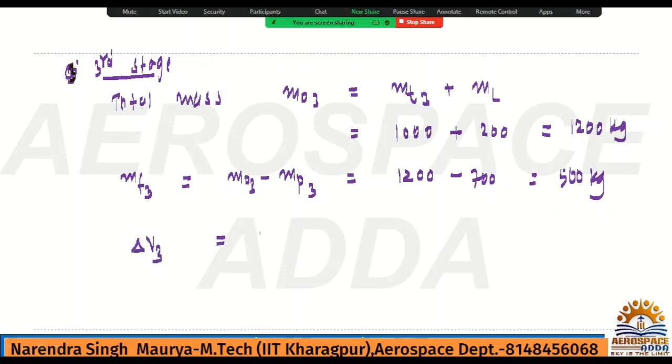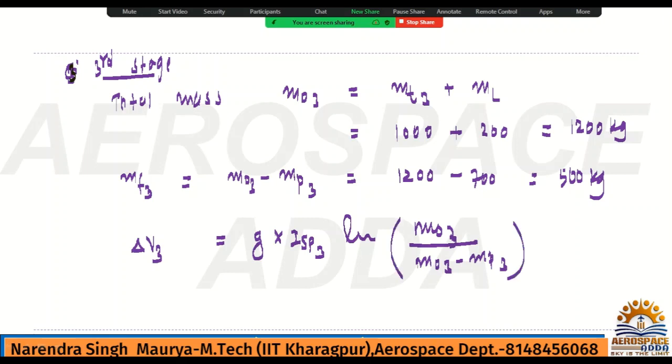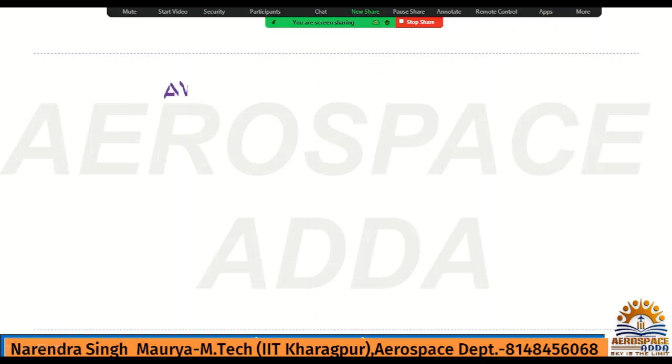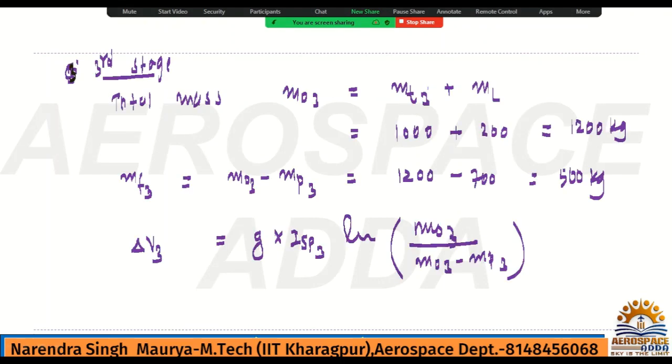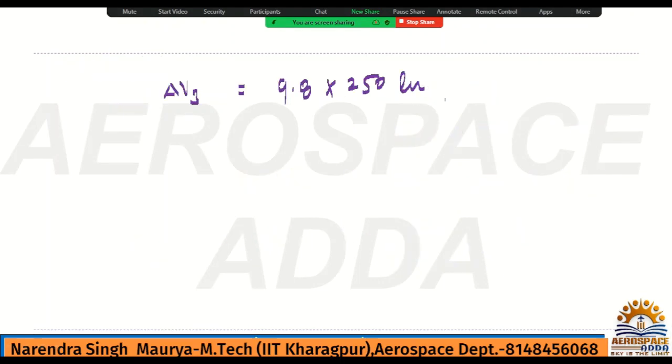Okay, 500 kg. Now what is delta V3? Delta V3 is again G into ISP3 into ln of M03 by M03 minus MP3. If we put in all the data, 9.8 into ISP, which is 250, into ln of M03, what is the value of M03? Just now you calculated it: 1200 by 500.